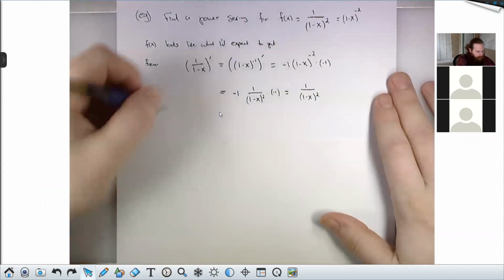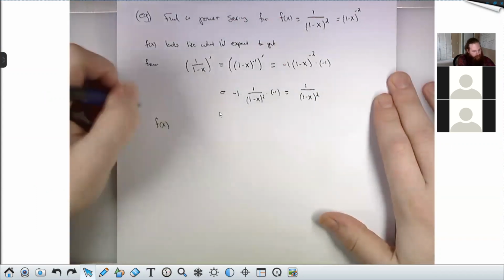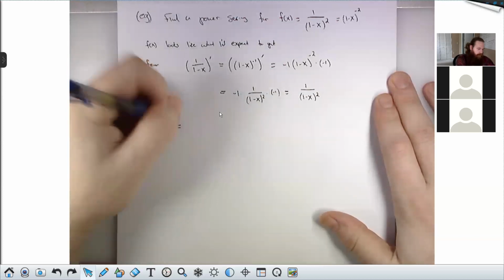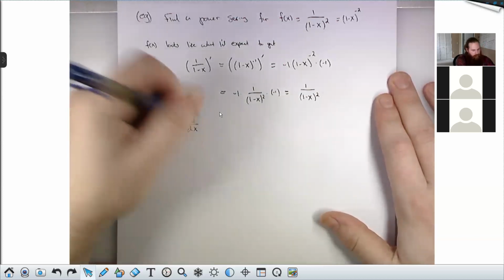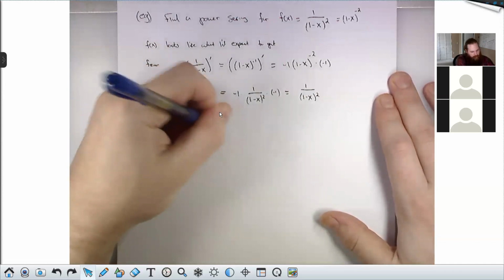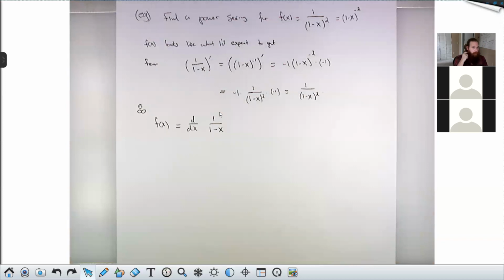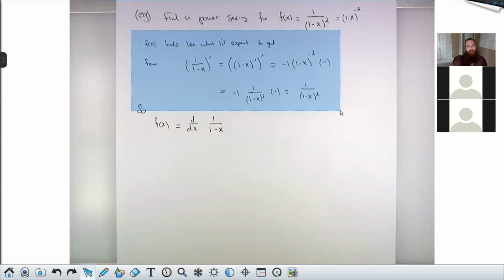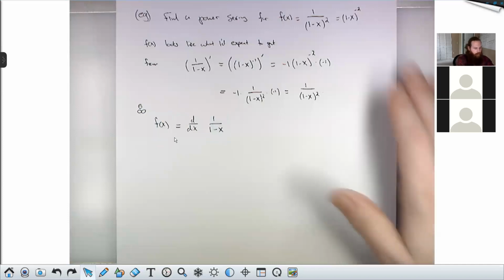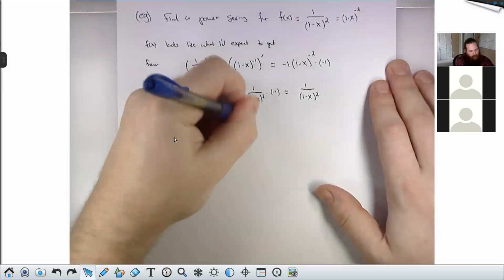So now, my function, f of x, I know to be the derivative of 1 over 1 minus x. That's what we discovered in the line above. This is similar to the step where I said, oh, arctan is the integral of 1 over 1 plus x squared. Here I'm saying my function is the derivative of 1 over 1 minus x all squared. Now I have a calculus operation that I can apply to something I know how to find a series for to get my function. 1 over 1 minus x, that's a simple geometric series.